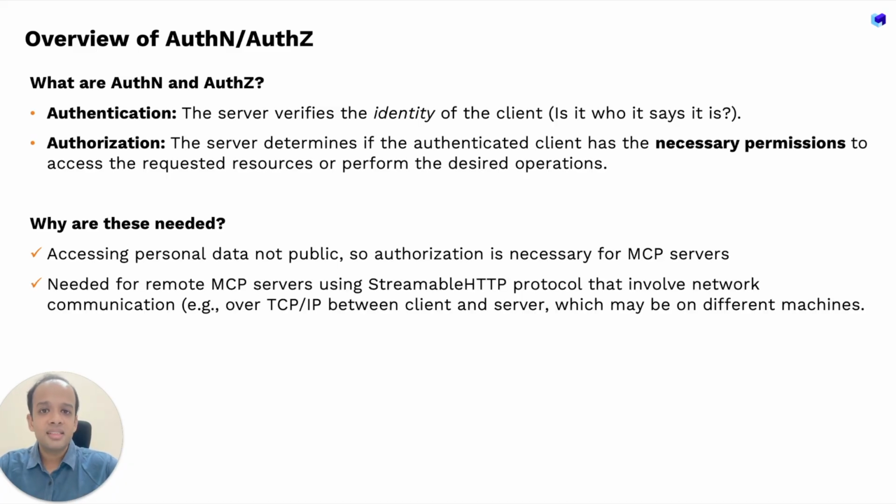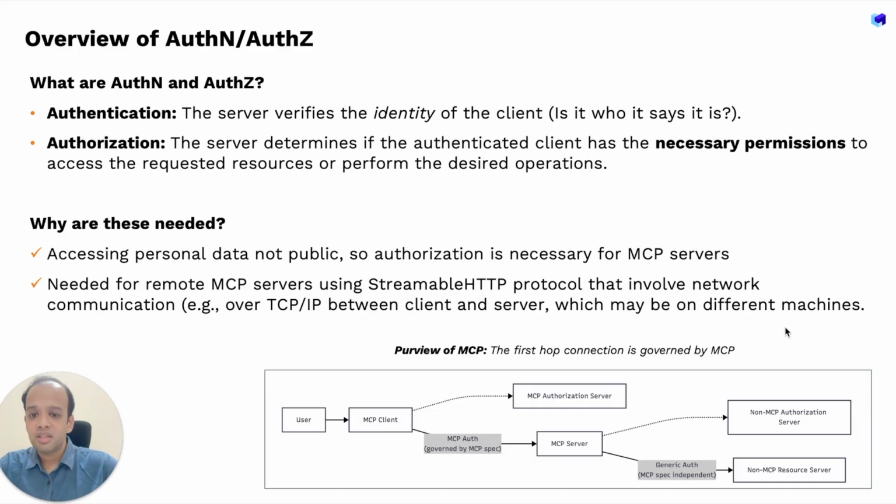The second thing is, earlier MCP clients could directly talk to MCP servers because they were talking through standard IO transport, and the authentication there was minimal. As the MCP ecosystem evolved, the need arose to call MCP servers across the network with the streamable HTTP protocol. And this is why authorization and authentication really become important.